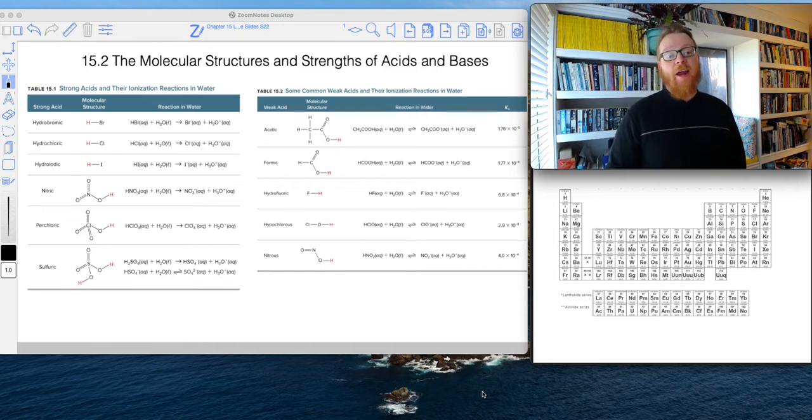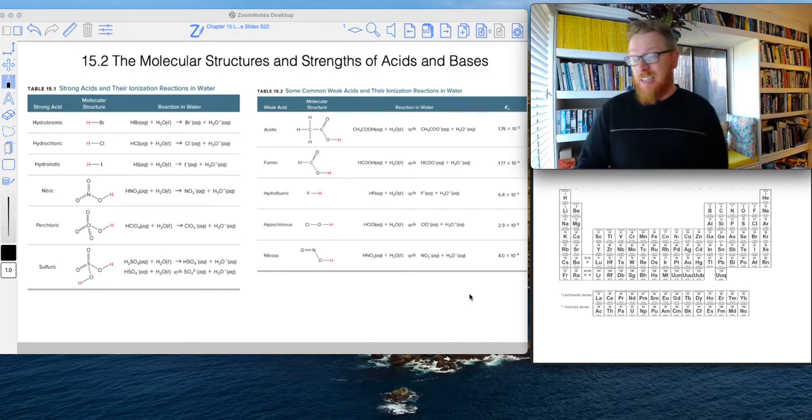Okay, let's compare some strong acids to weak acids. And I really want to get into their chemical structure, their position on the periodic table, and what makes something weak versus strong based on its chemical structure.